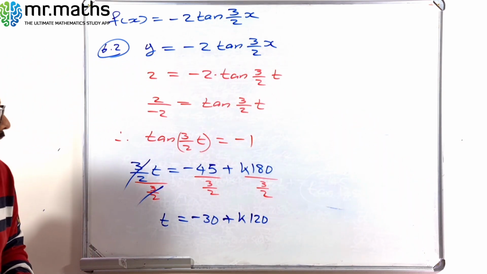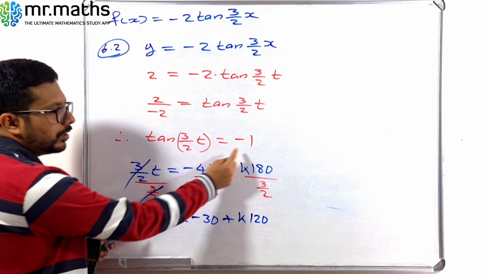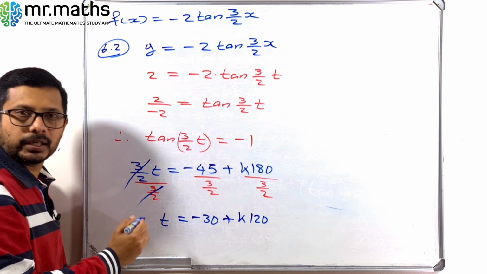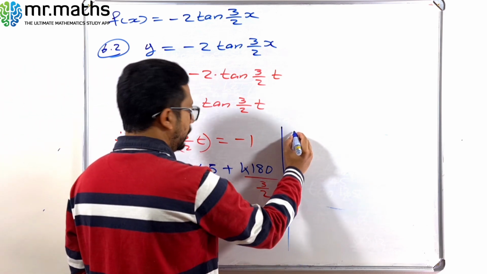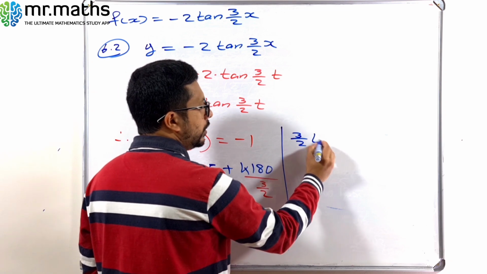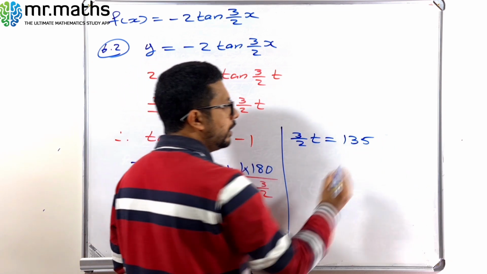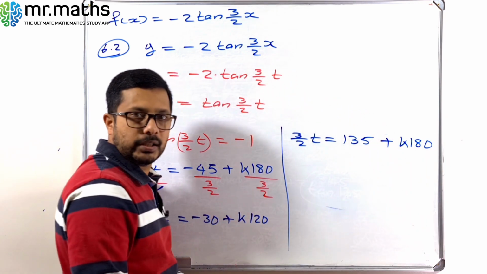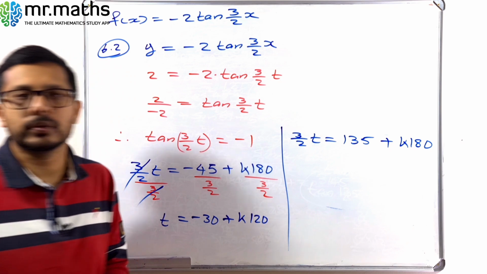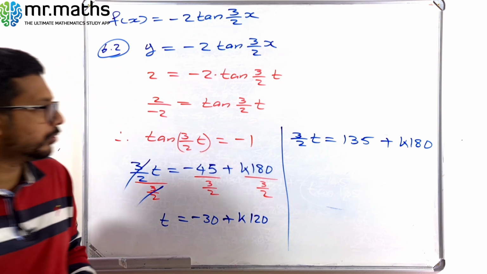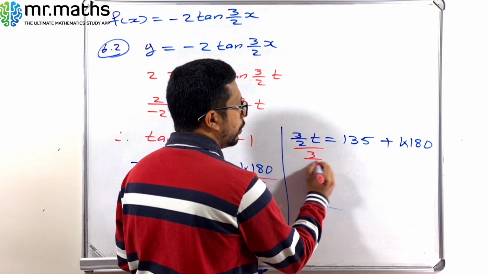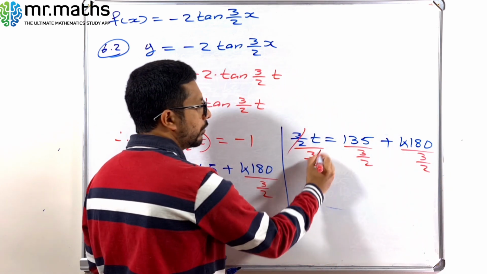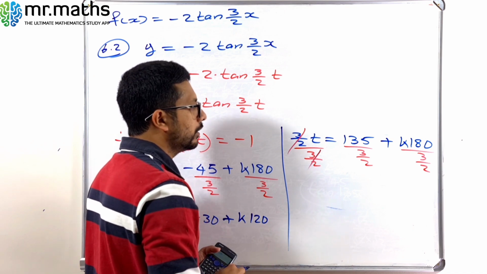Okay, so now tan of 135 is equal to minus 1. So it means that this 3 over 2t is 135. So 3 over 2t is equal to 135 plus, since it is a general solution, plus k 180. Okay, so divide throughout with 3 over 2, like what we did before. So this 3 over 2, this 3 over 2 cancel. So what is the answer? t.